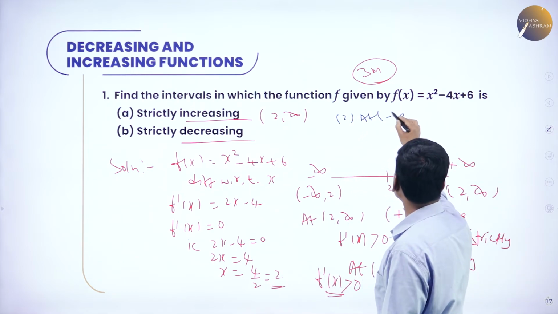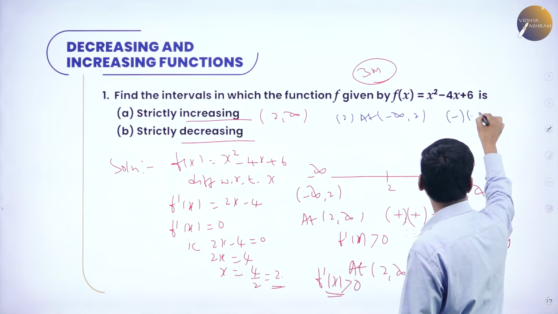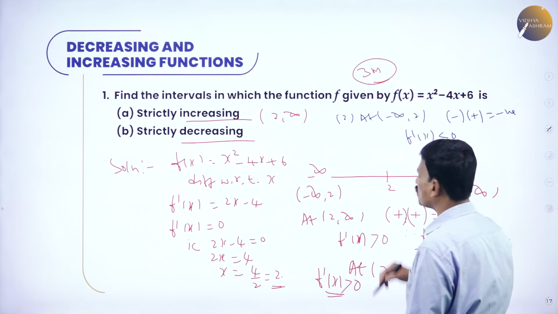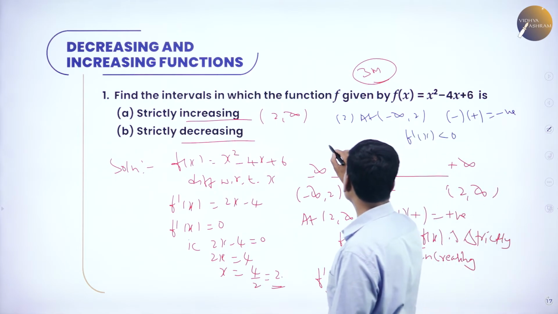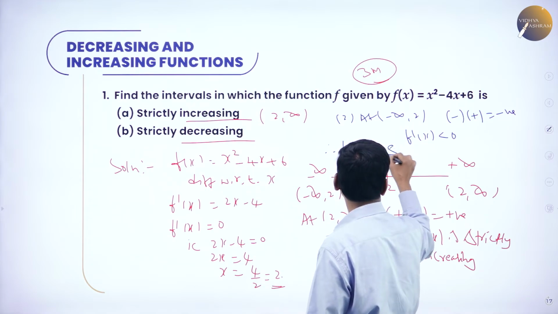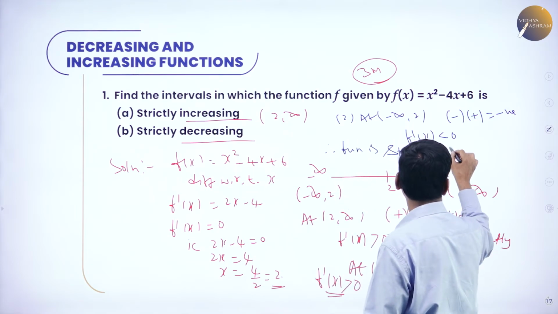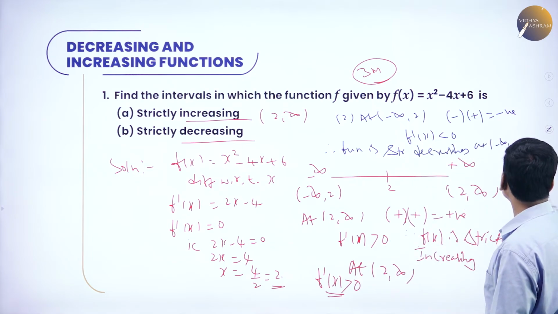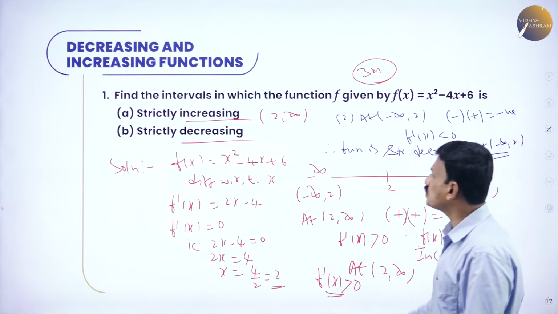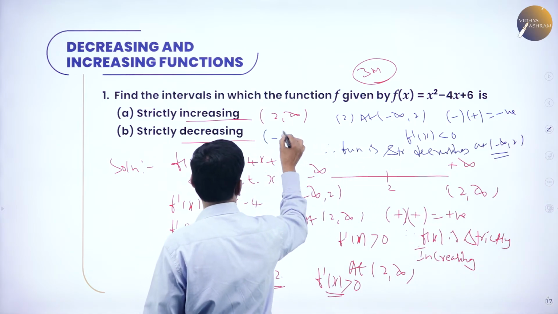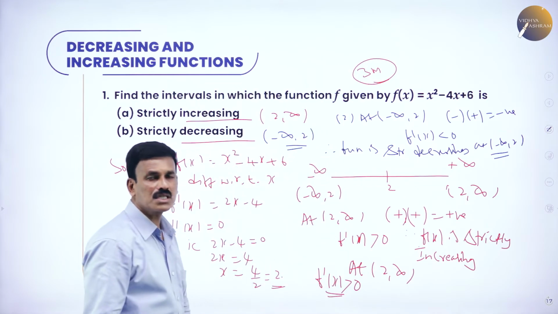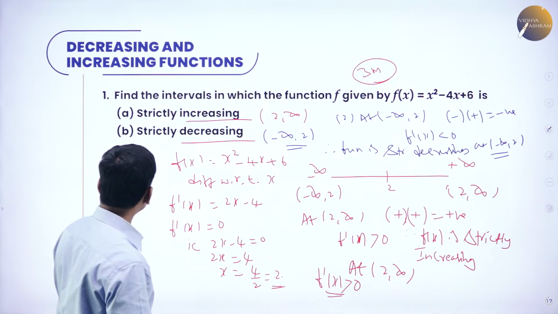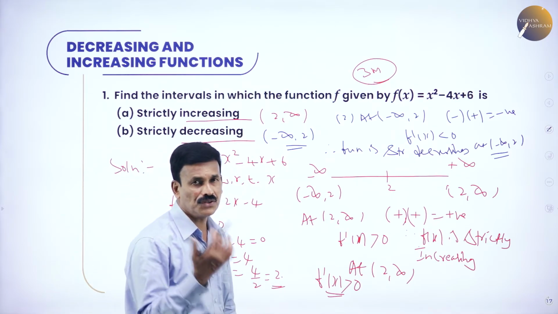At minus infinity comma 2, that is minus into plus, which is equal to negative. That means f dash of x is less than 0, so the function is strictly decreasing. Therefore the function is strictly decreasing at minus infinity comma 2. This is how we find the increasing and decreasing intervals: strictly increasing at 2 to infinity and strictly decreasing at minus infinity comma 2. If you do this much, you will get 2 marks.